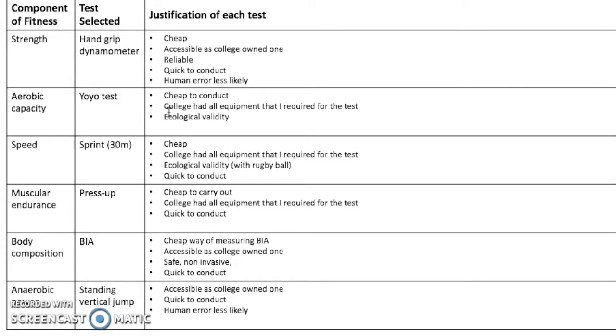I did the yo-yo test. I carried it out at the end, after I carried out all the other tests, so that the results wouldn't tire them out. I mean, them doing the yo-yo test wouldn't affect the results of the other tests, so that's why I did that one at the end.